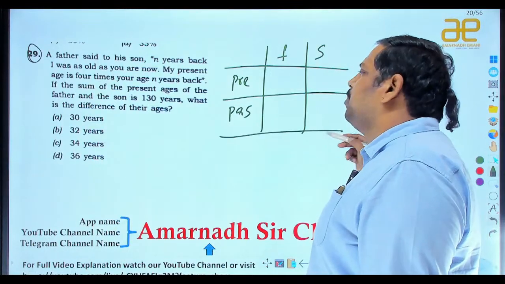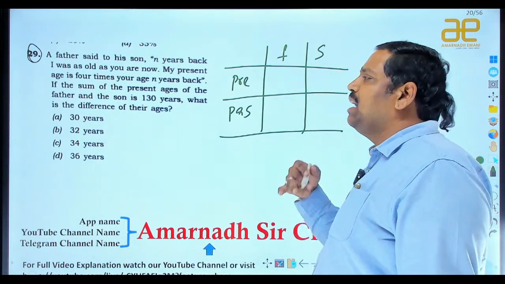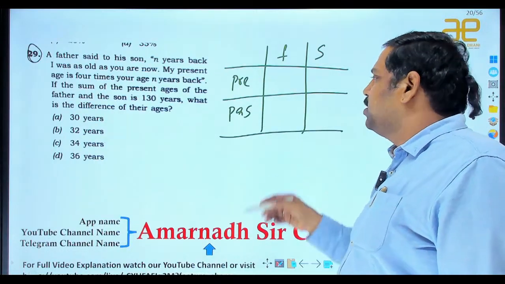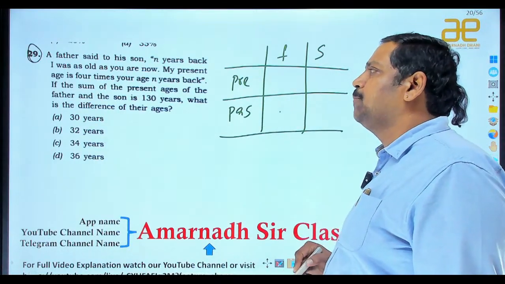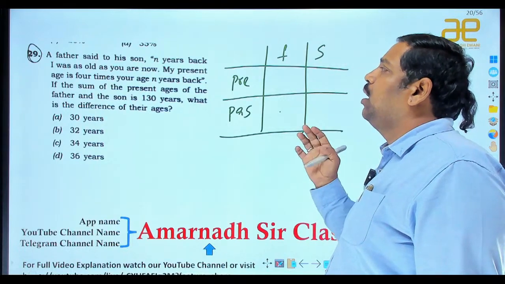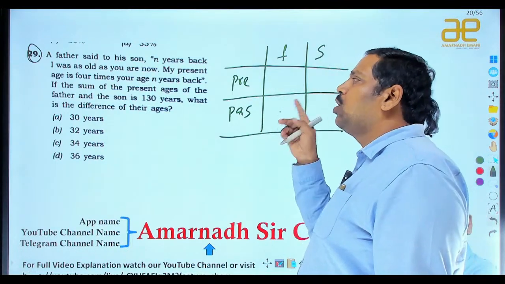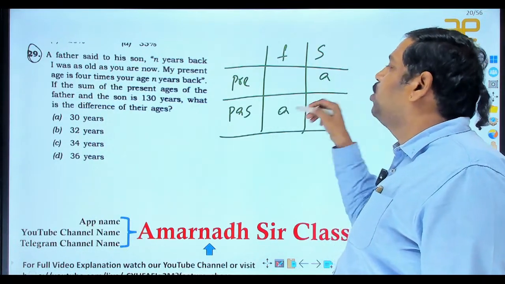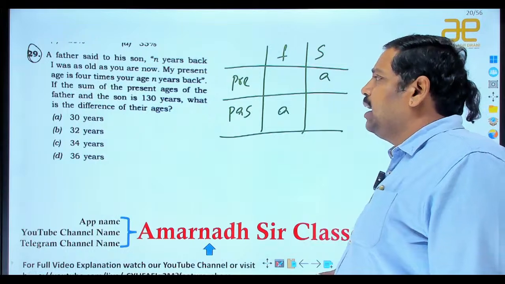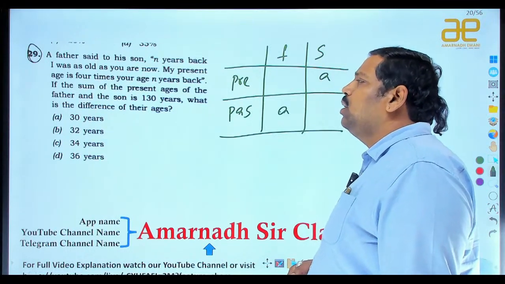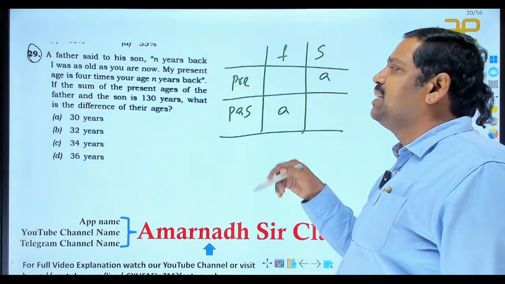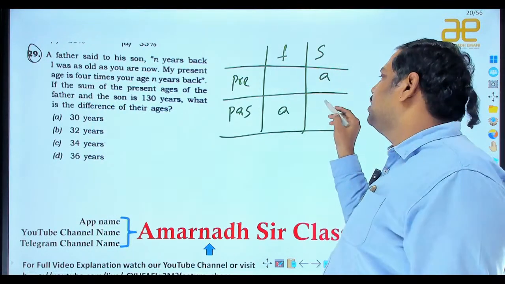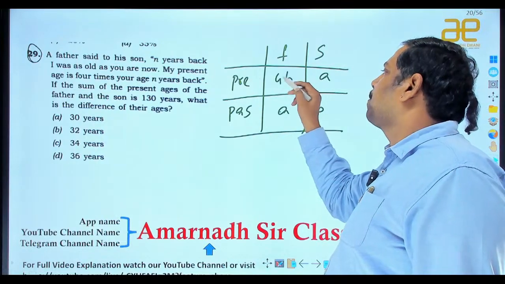If you observe the first statement, "any years back I was" means the father was, because the narrator is the father. "I was" means his past age, as old as you are now. So at present, if you are A years, I was A years at that time. Next statement: my present age is 4 times your age N years back. Means if it is B, it will be 4B.